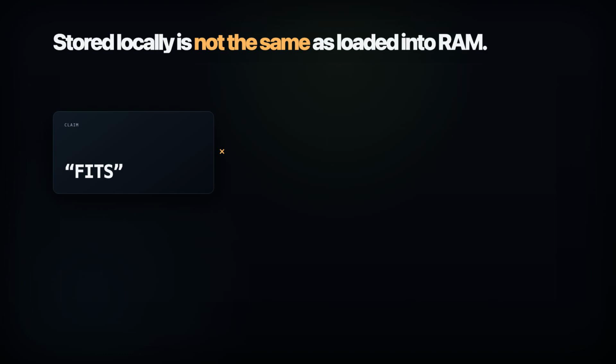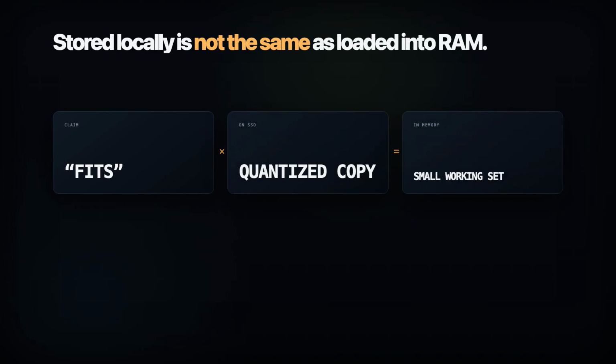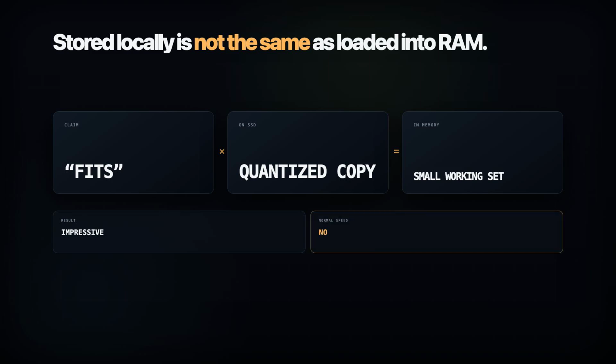So when someone says a 700 billion parameter model fits on a laptop, the more accurate statement is this: a heavily quantized copy of the model can be stored on the laptop, while a much smaller working set is moved through memory during inference. That is impressive, but it is not the same as loading the entire model into RAM and chatting with it at normal speed.